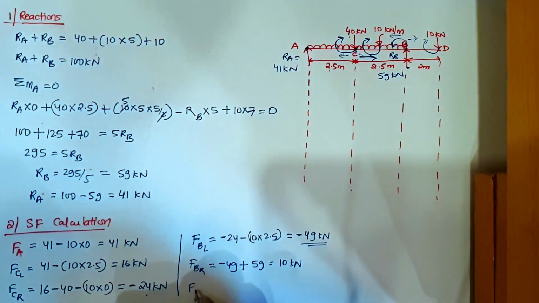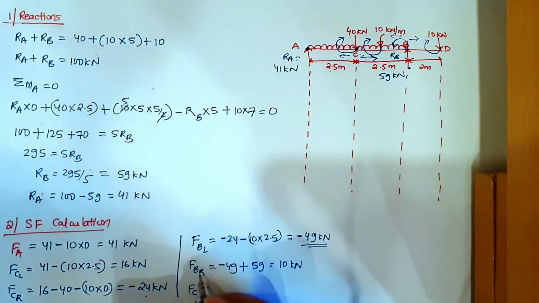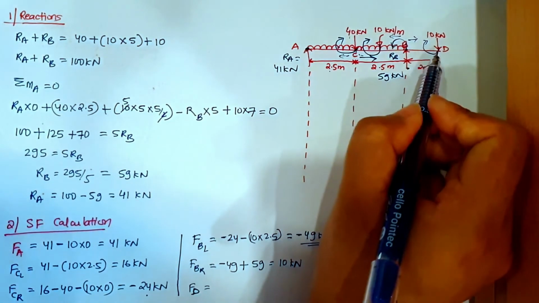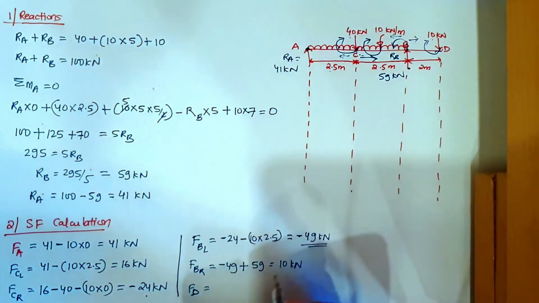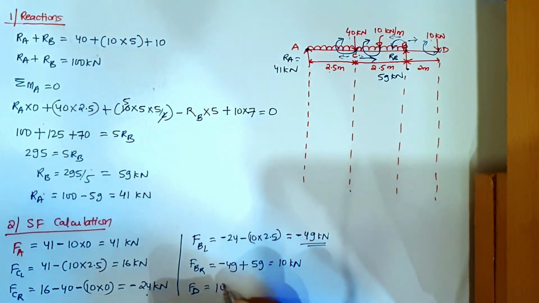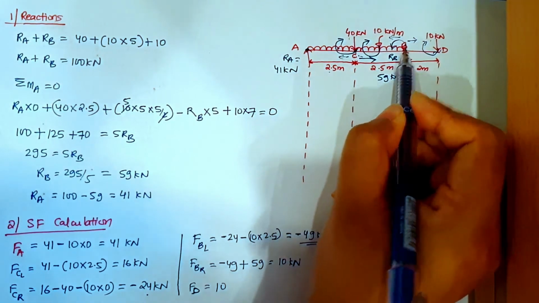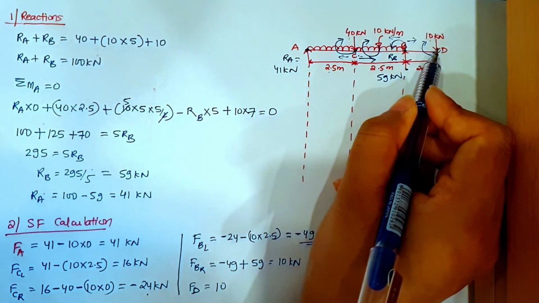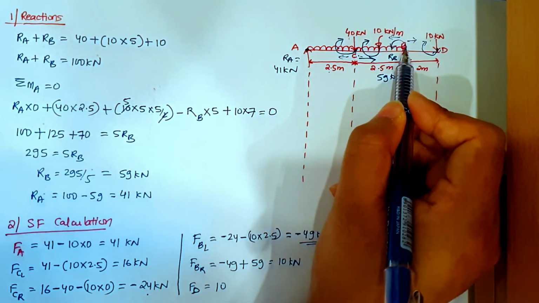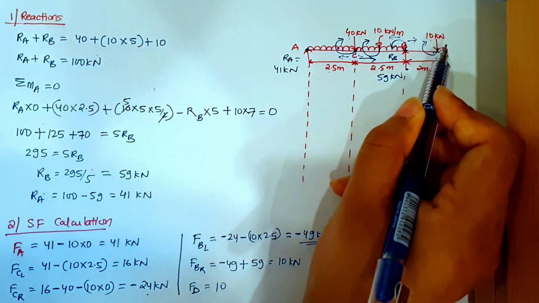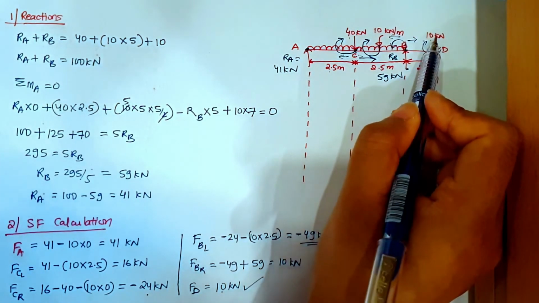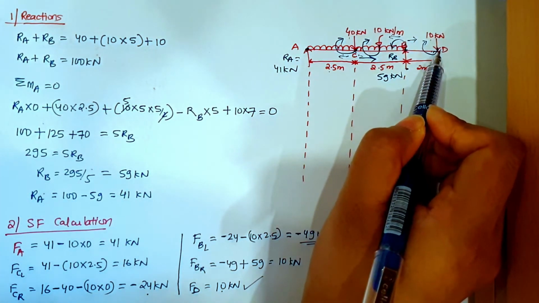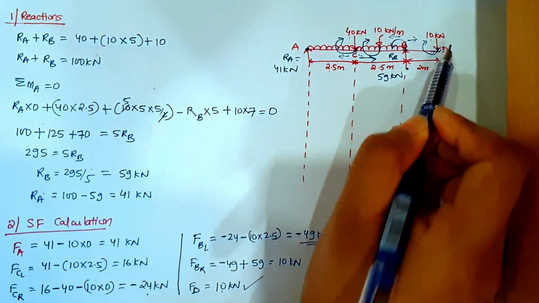Now force at C. No, this is a D point. So force at D point, exactly it should come 10 kilonewton. Now last force that we got is 10. Is there any force between B and C, B and D? There is no force acting in between B and D. So the last force that we got is 10 kilonewton, and we have exactly 10 kilonewton load acting on top of D at point D.